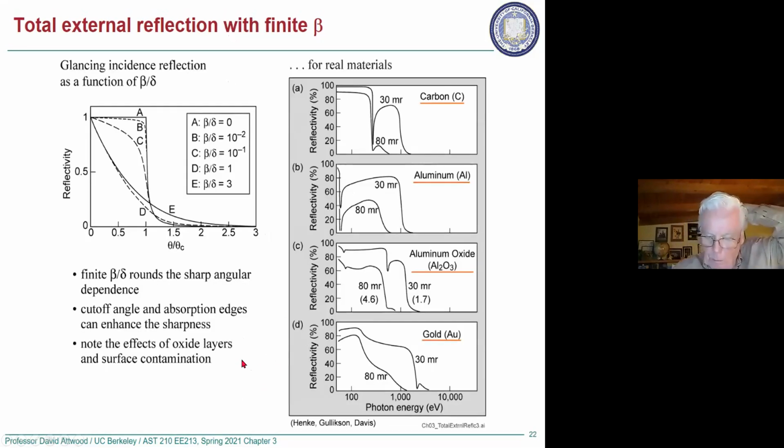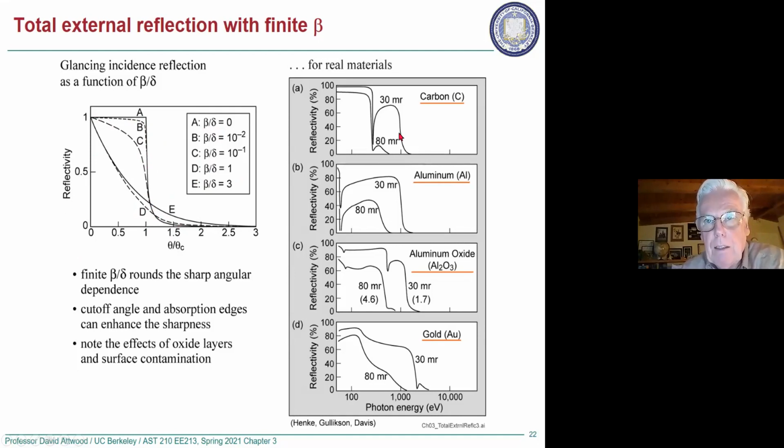And we left out the imaginary part of the refractive index, but in real life, you're going to need to include it. This is a mathematical description showing what the reflectivity looks like as a function of angle for different values of beta over delta. So this is just mathematical, no particular material. And you see it's very sharp when beta is 0. And if beta over delta is still small, well, you start to see a little rounding. But when it starts to approach 1 or anything close to that, it rounds off very much. So generally, you want to be in a situation where you get a relatively sharp angular cut.